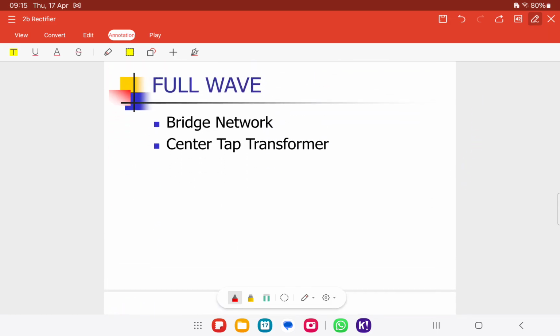For full wave rectifier, we have two types of circuit: the bridge network and the center tap transformer. These two types will have different circuits. The bridge network can convert high AC to very low DC. Sometimes our components don't want a high DC supply, might only need around 3 watts, around 5 watts. So we can use the bridge network.